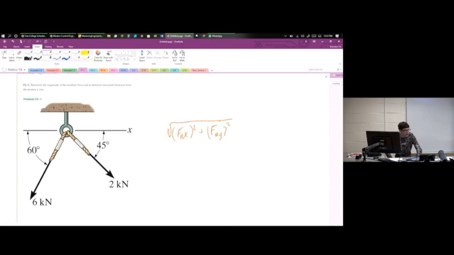Then you would find your theta, right? And then, so this one, it does want the direction measured clockwise from the positive x-axis, right? So you definitely have to consider which direction you're finding your theta in. And if it's not the correct direction, you have to flip it around, right?